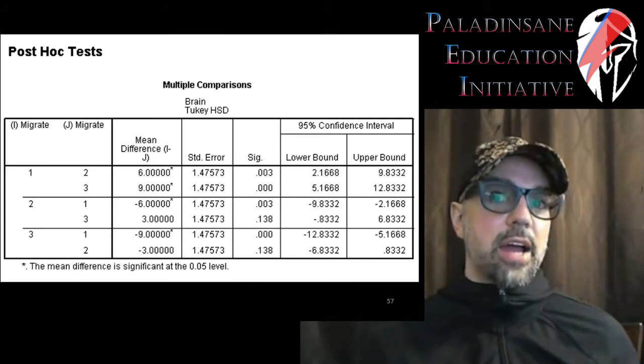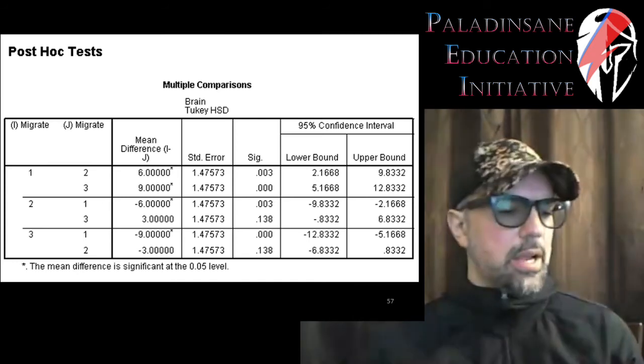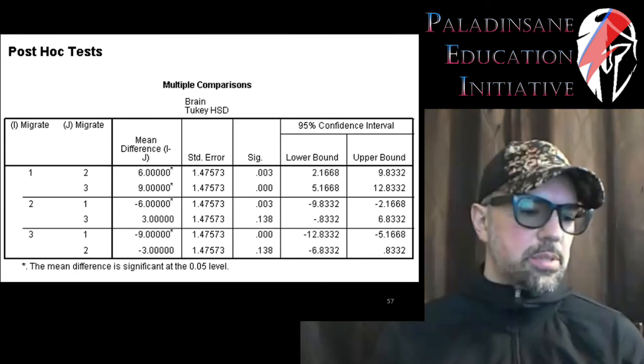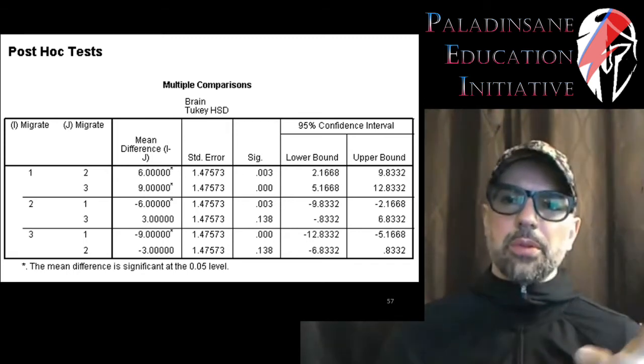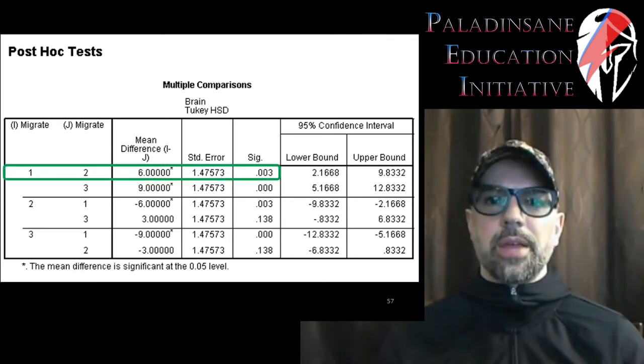So again, we go back to our little notes that we made, and we say to ourselves, all right, non-migrating, there's sample number 1. Short distance migrating, there's sample number 2. So we need to find a line where sample number 1 is compared to sample number 2, and there's the line right there.